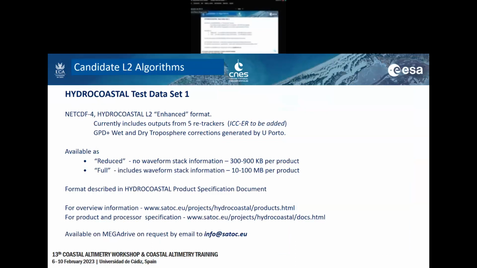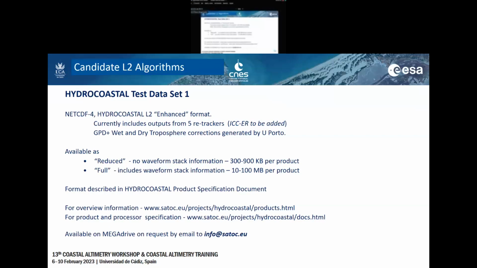So that data set is available, except we haven't integrated the long track retracker yet, but we have output from 5 retrackers in it with the improved wet and dry troposphere corrections. And it's available either with just the level 2 output or a full one, which includes all the waveform stack information, which you can see is at least an order of magnitude bigger per product than the other one.